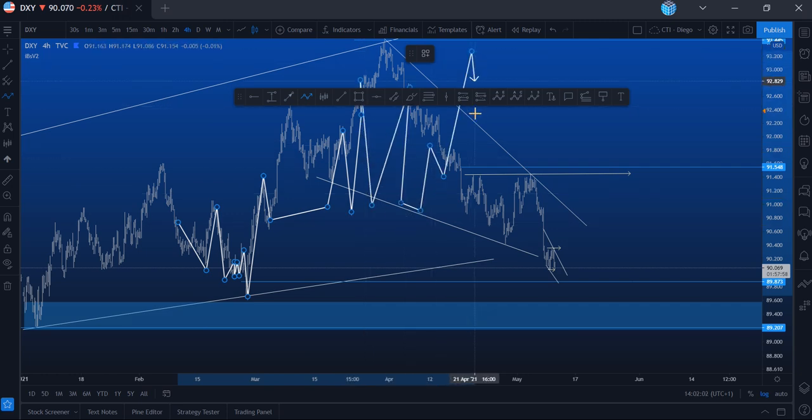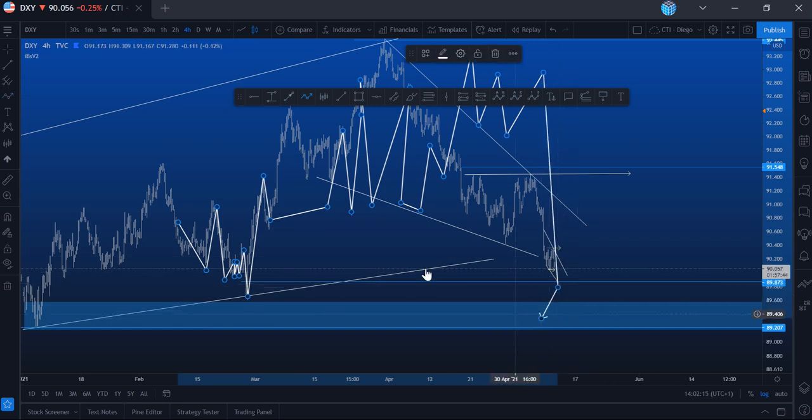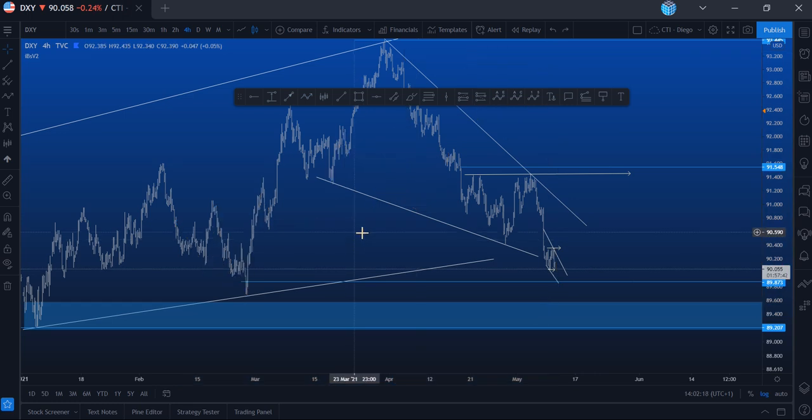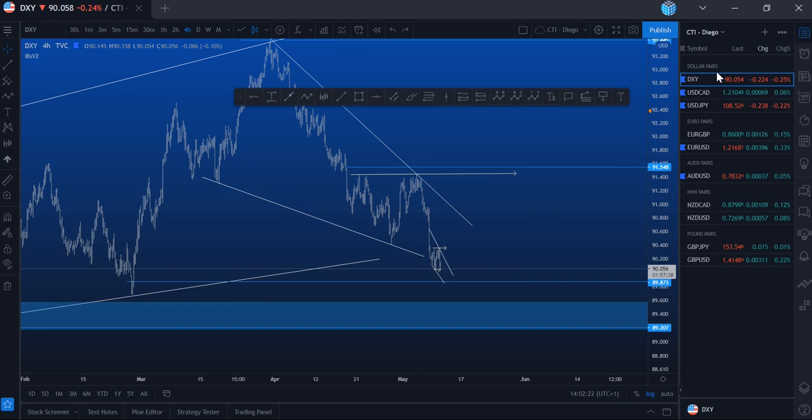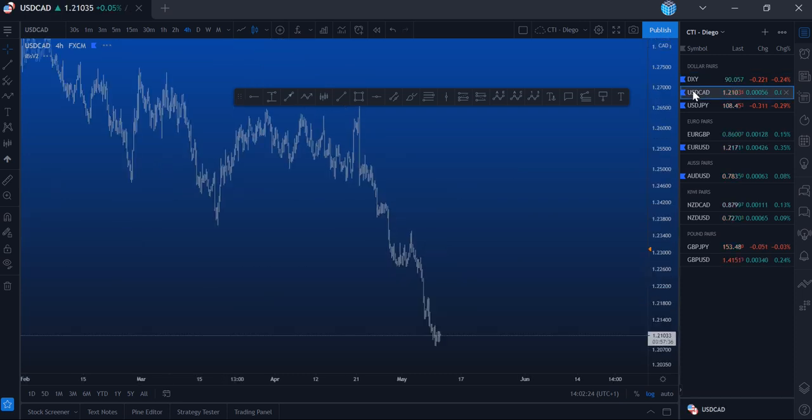Whether it makes new highs, new lows, it's just a complex correction to come back down to the original move that took out the previous high. So this is why I'm expecting a reversal from this level as plan A. And obviously I've already mentioned plan B. So let's see what happens on DXY. Next on the list is dollar CAD.